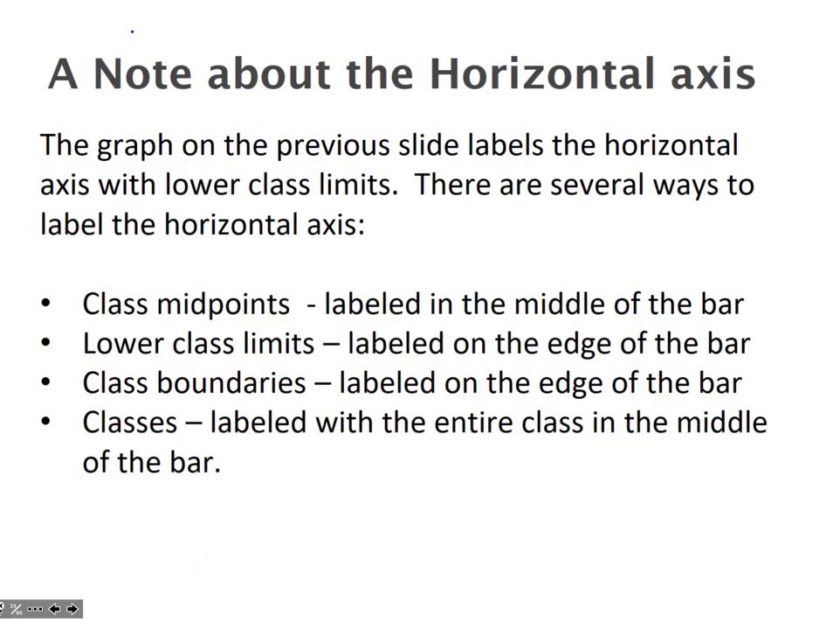A note about the horizontal axis: when you're labeling and when you're looking at graphs, the graph on the previous slide labels the horizontal axis with lower class limits, but there are other ways to label the horizontal axis. You can use midpoints, which we're going to see in just a minute, and those have to be labeled in the middle of the bar, whereas all the rest are just labeled on the edge. Lower class limits, which we saw on the previous one, were labeled on the edge. Class boundaries can be used, labeled on the edge of the bar, and sometimes you just put the class, so you label the entire class and it's going to take up the whole bar, the middle.